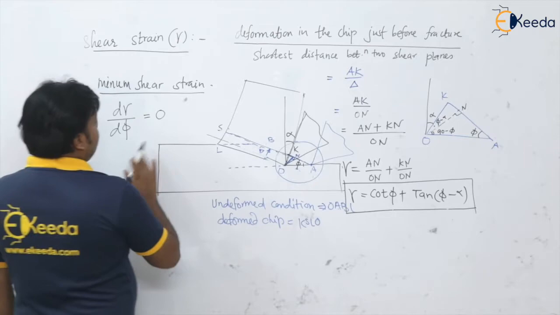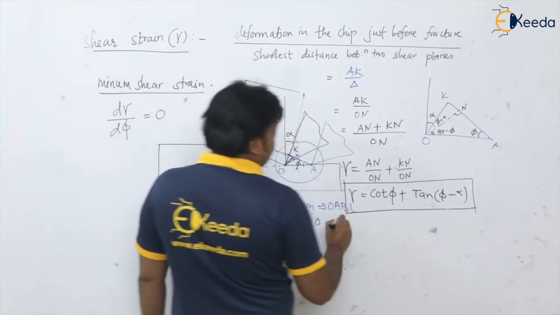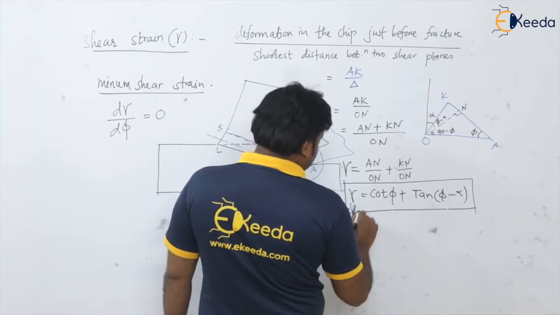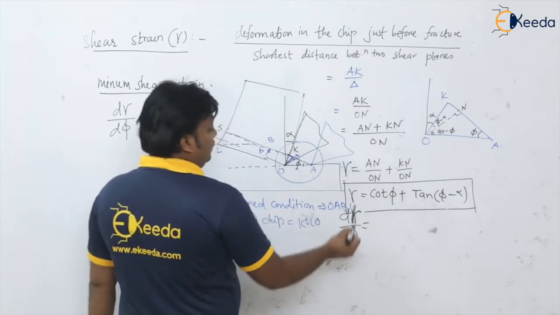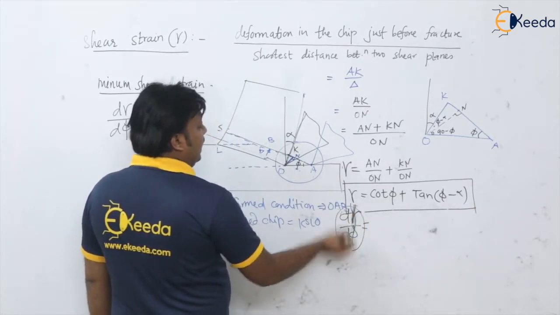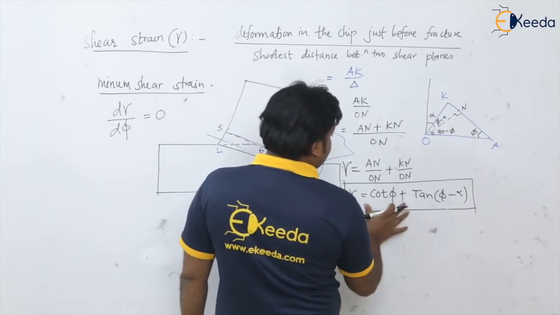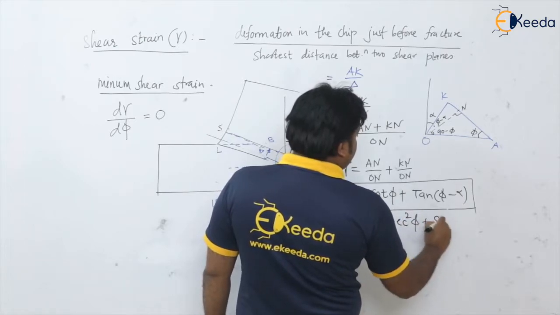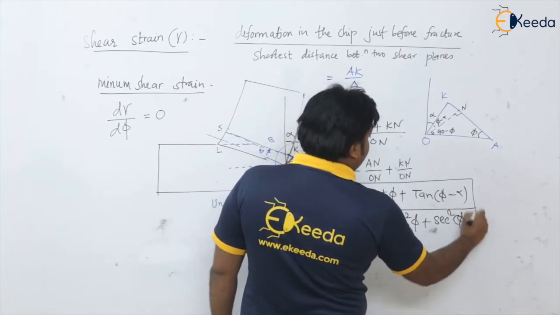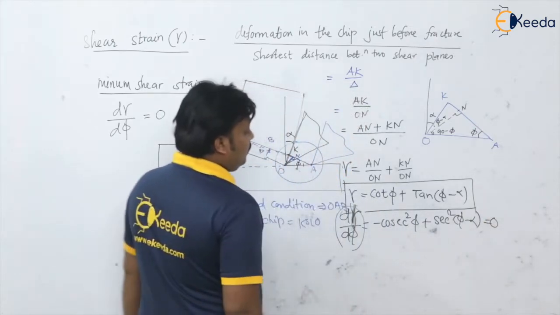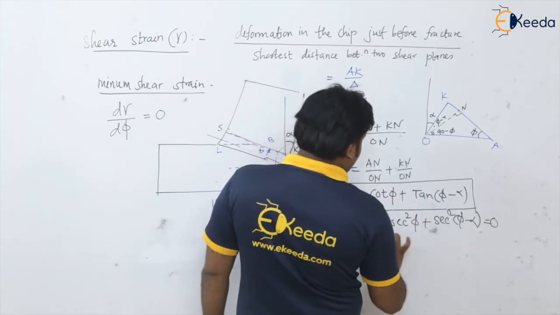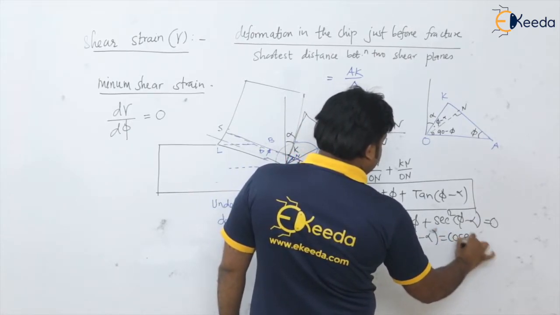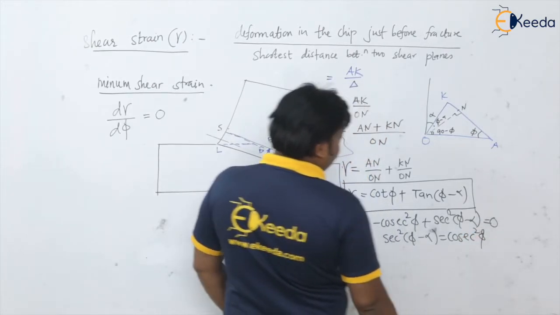So when we equate this differentiation with zero, d gamma by d phi, that is the differentiation of shear strain with respect to shear angle phi, what is the derivative of this? So minus cosec square phi plus sec square of phi minus alpha, and equate to zero. So what will we get? So sec square of phi minus alpha is equal to cosec square of phi, isn't it?